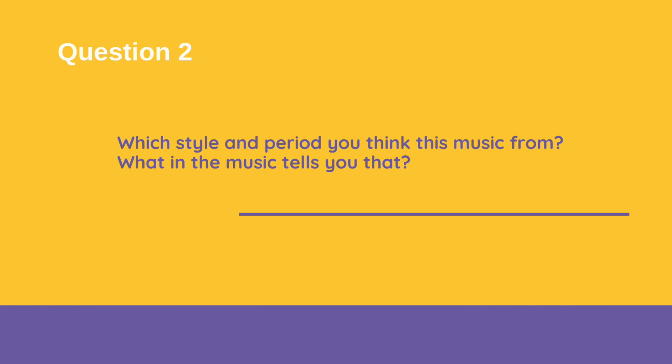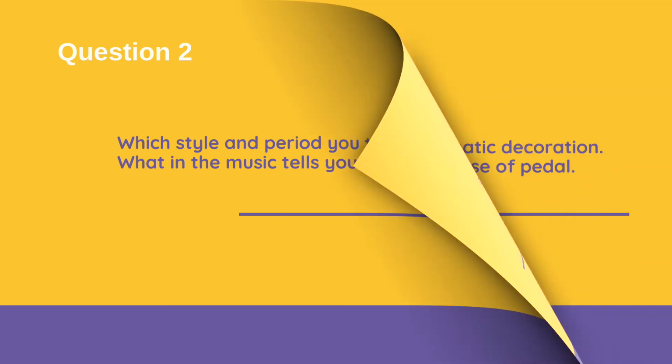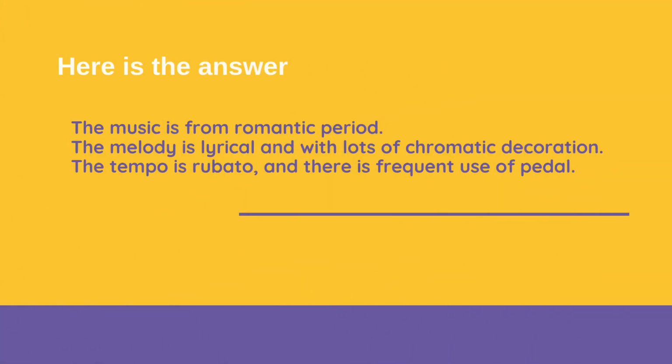Question 2. Which style and period do you think this music is from? What in the music tells you that? Here is the answer. The music is from the Romantic period. The melody is lyrical and with lots of chromatic decoration. The tempo is rubato, and there is frequent use of pedal.